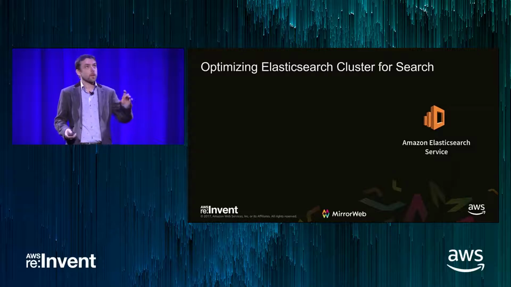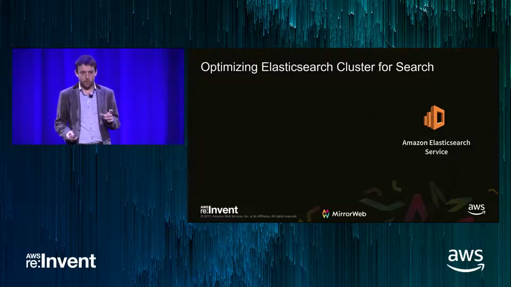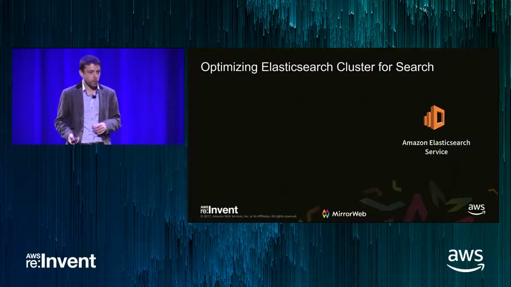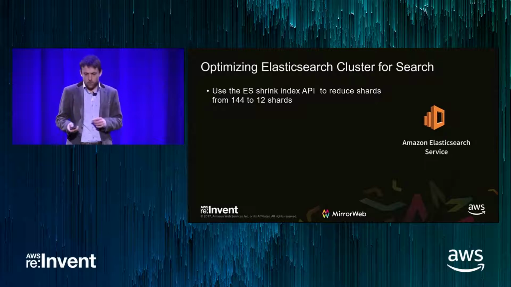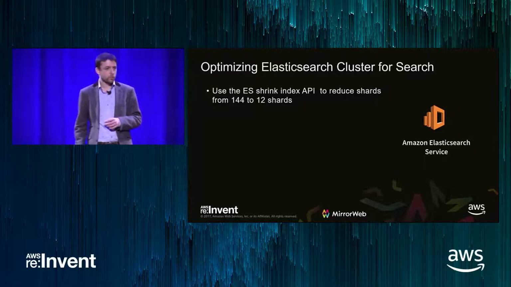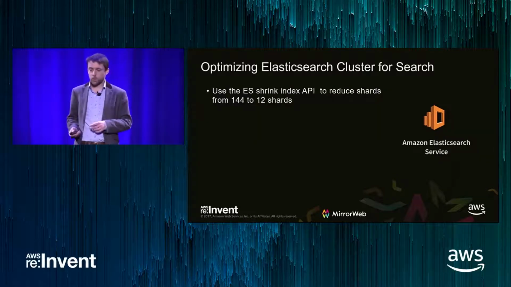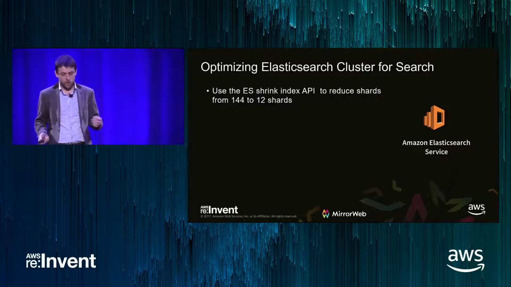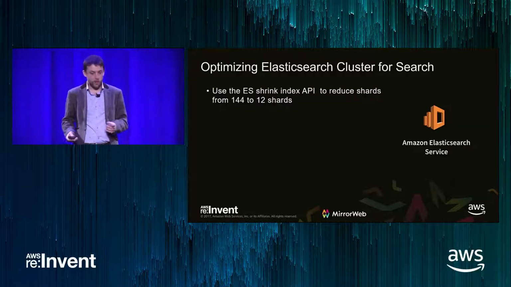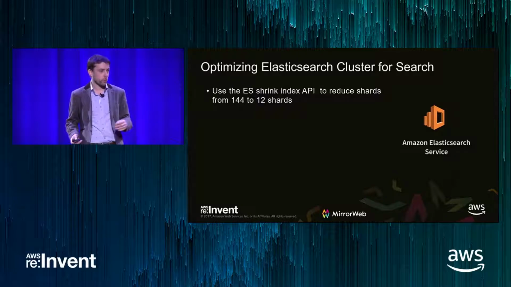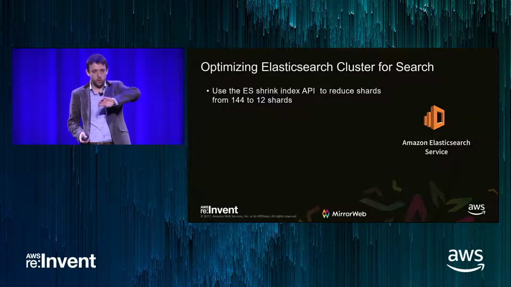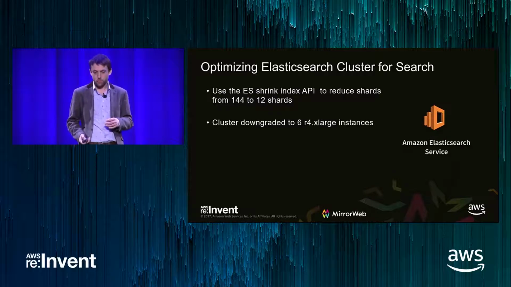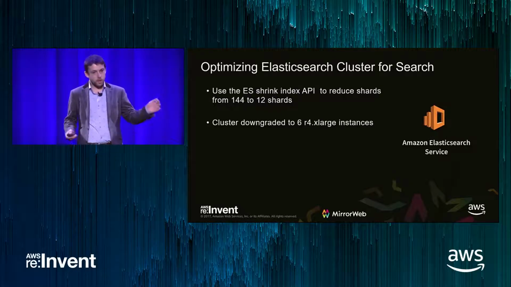I think the maximum drive size that we could get was 1.5 terabytes. So our current cluster is running 1.5 terabytes per node. So running at 144 shards wasn't something I wanted to do in production. And so we actually used the ES Shrink Index API to reduce the shards down from 144 down to 12. And that creates a copy of the index with the smaller shards, and then you remove the old one.